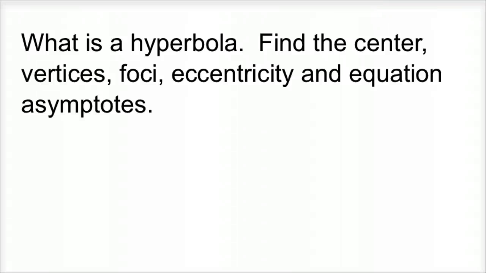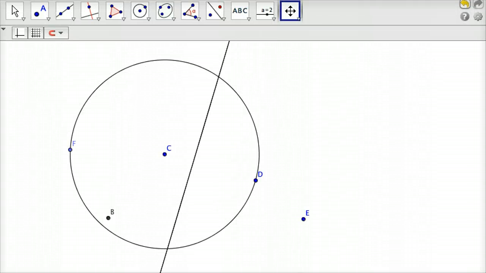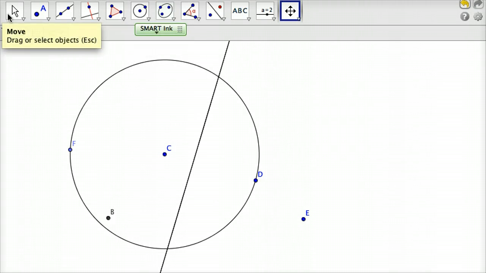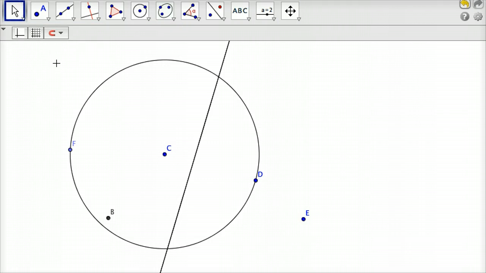Okay, what is a hyperbola? So we're going to find the center, vertices, foci, eccentricity, and equations of asymptotes for this particular shape. Well, first off, let's try and understand what a hyperbola is. And we'll start with paper folding because I think it's the most interesting of the constructions.